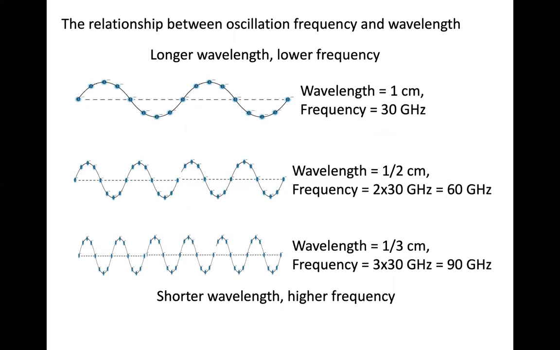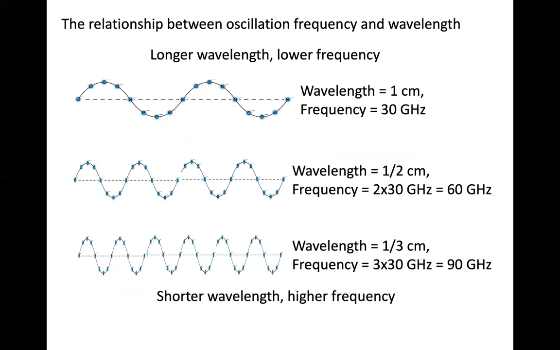That is, if you increase the frequency, you necessarily reduce the wavelength of the light. So, for example, a type of electromagnetic radiation with a wavelength of 1 centimeter has an intrinsic frequency of 30 gigahertz. This is 30 times 10 to the 9 hertz.